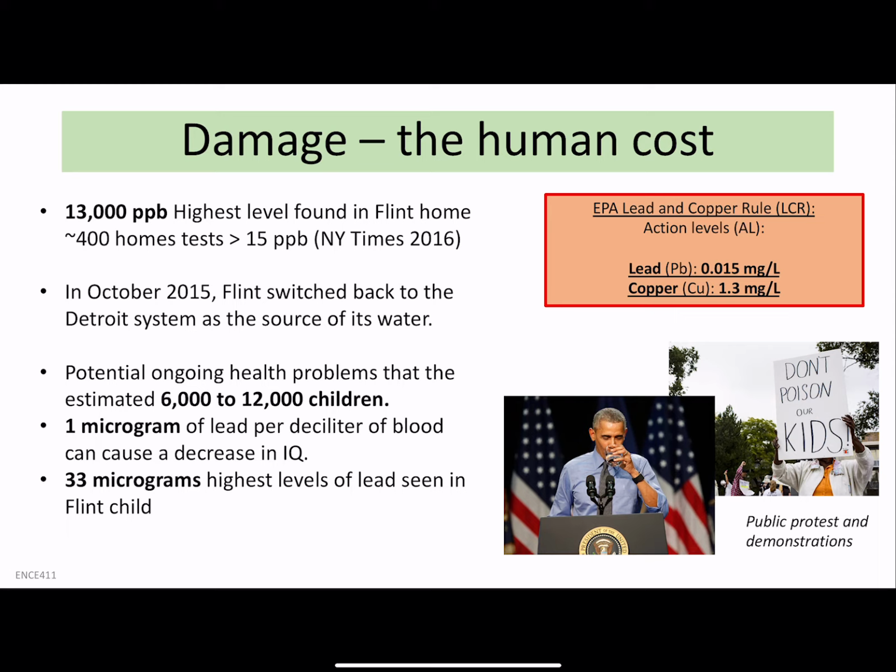And they found in Flint 30,000 ppb of lead. This is the highest concentration they found. They estimate 6,000 to 12,000 children were exposed to this concentration. It is very bad for children because their bodies are developing, so they are more affected than us. And 1 microgram of lead per deciliter of blood in a child can cause a decrease in IQ. They found 33 micrograms, the highest level of lead in children's blood.